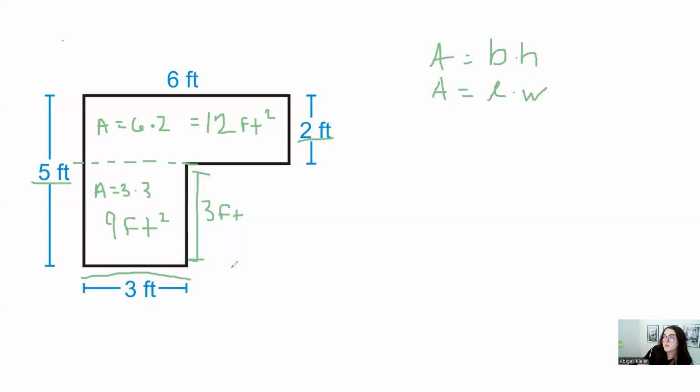So now that I have the area of my top rectangle and the area of my bottom rectangle, I can go ahead and add these values to combine. So I've got now 12 feet squared plus 9 feet squared is a total of 21 feet squared. So again, when you're working with an area of composite figures, split the shape. There's more than one way that this shape could have been split. Find the area of each in order to solve.